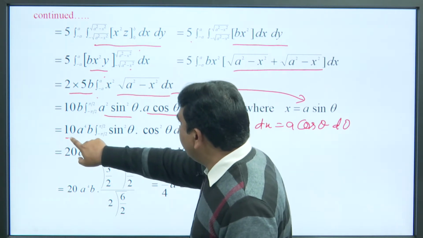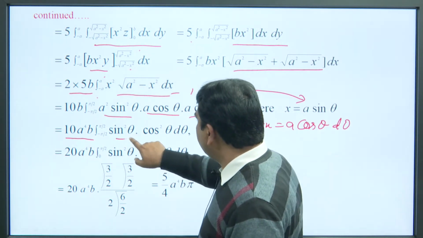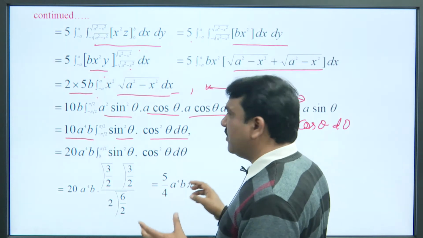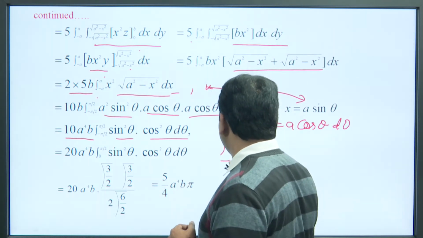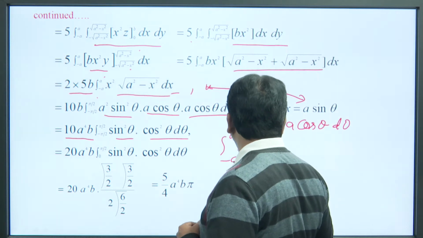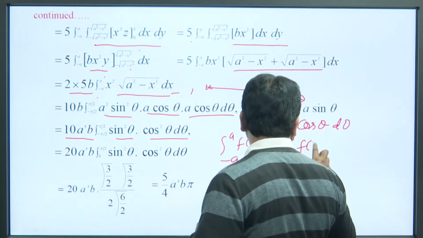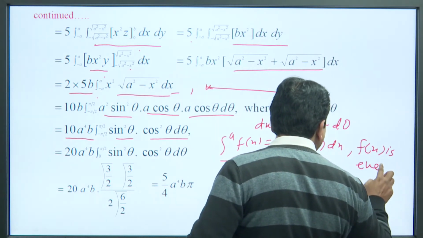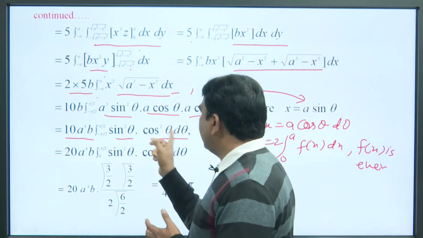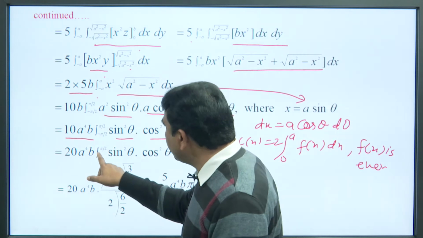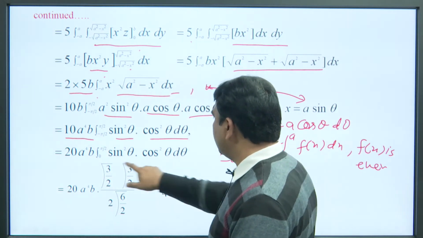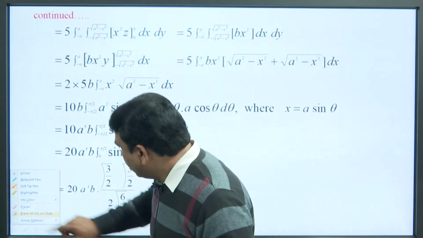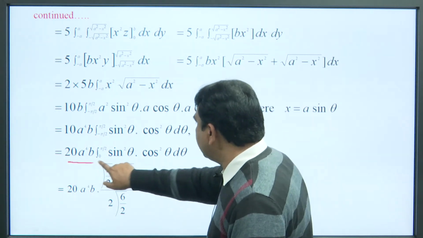Now, finally, this becomes 2 a to the power 4 b sin square theta cos square theta d theta, and this is from minus pi by 2 to pi by 2. Now, remember the concept of definite integral from minus a to a f x dx is equal to 2 times integral 0 to a f x dx if f x is even. So, here we can see that these are even functions. So, we can easily write this as 2 times integral 0 to pi by 2 sin square theta cos square theta d theta. Now, we have to evaluate this integral.